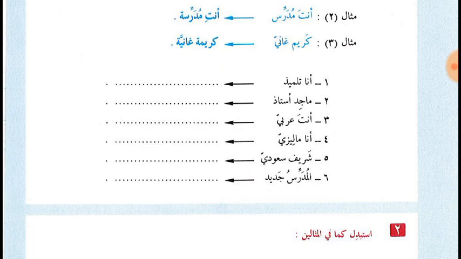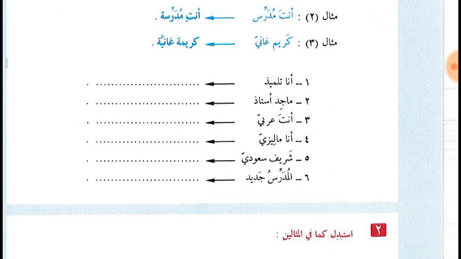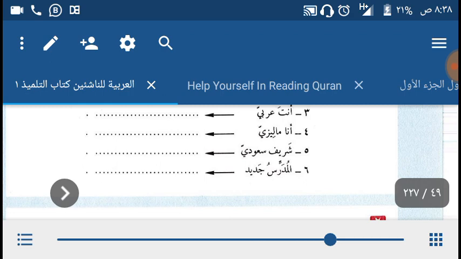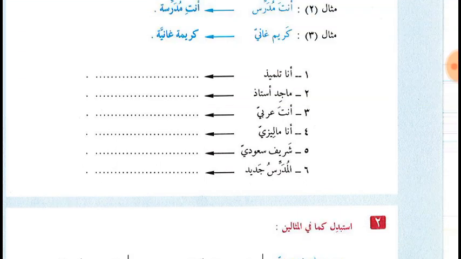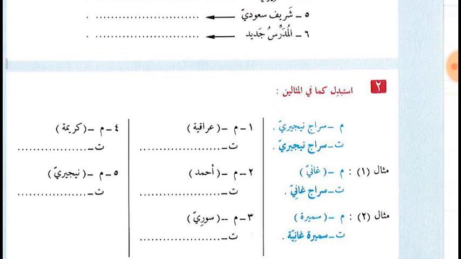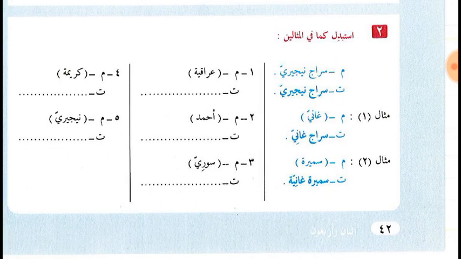Anta Arabi. Anti Arabiyyah. Yes. Ana Maliji. Ana Maljiyyah. Okay. Sharifu Saudi. Sharifatu Saudiyyah. Al-Mudarris Jadidu. Al-Mudarris Jadidah. المدرسة جديدة. Okay. Then we have replace, as in the two examples. Read the examples.